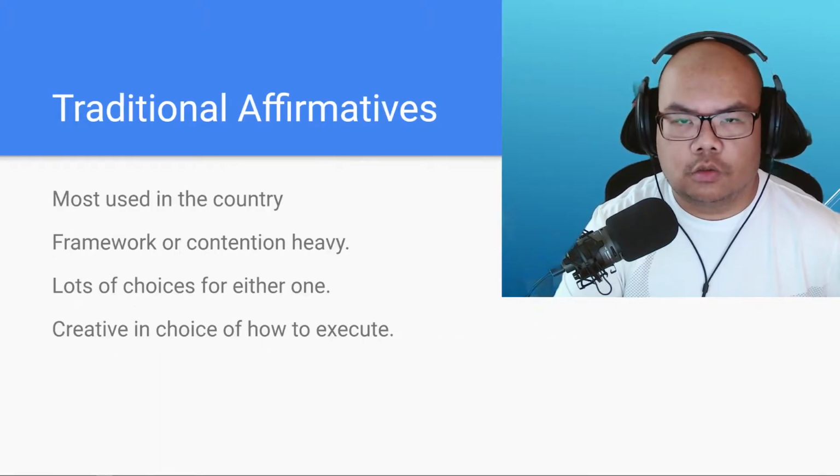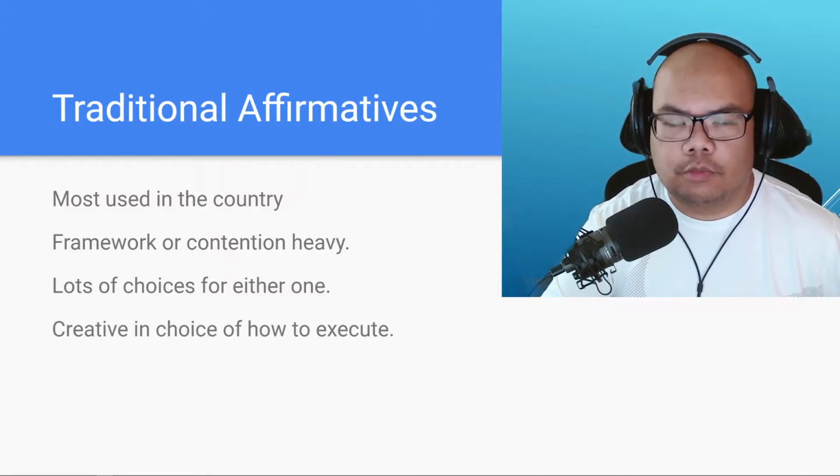So another affirmative, and this one is the most common in the country, is the traditional affirmative. This is one that is very much so about just a framework and then two contentions that are from the topic that does not have a solvency or a plain text of states ought to do something.